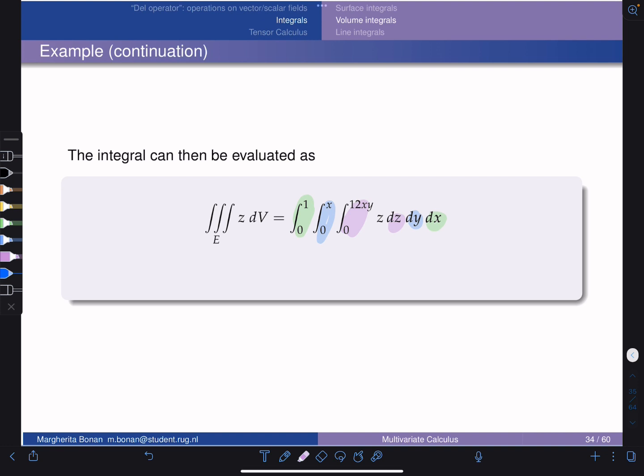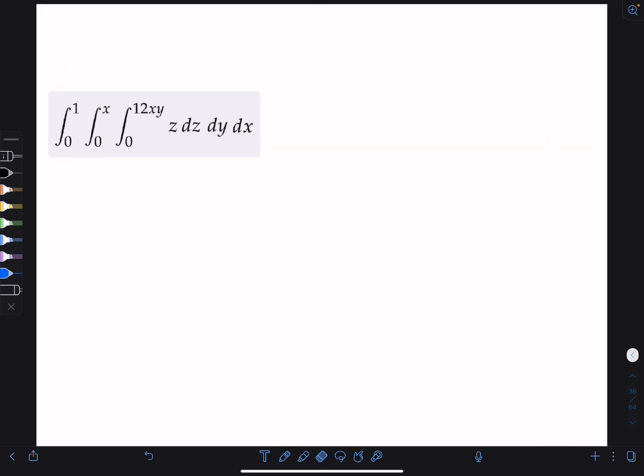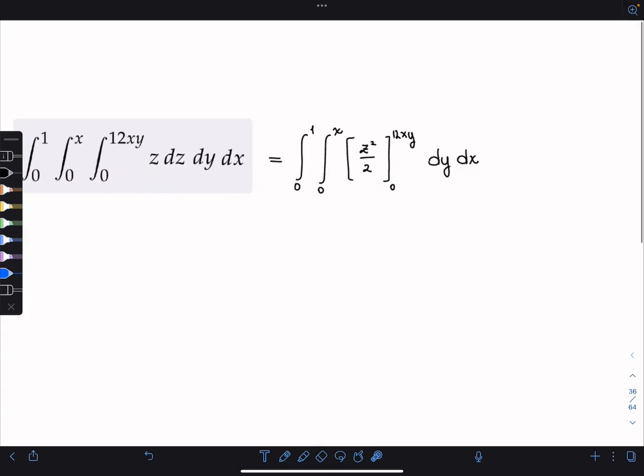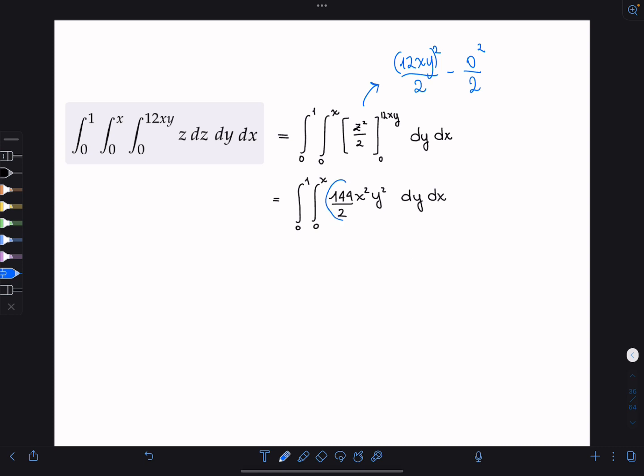Now go to the next page to solve this integral. As a first step, we of course evaluate this first integral, and we have the bounds 0 and 12xy. Then we simply substitute the bounds. Here, for example, we had 12xy squared over 2 minus, of course, 0 squared over 2, and so we obtain this result.